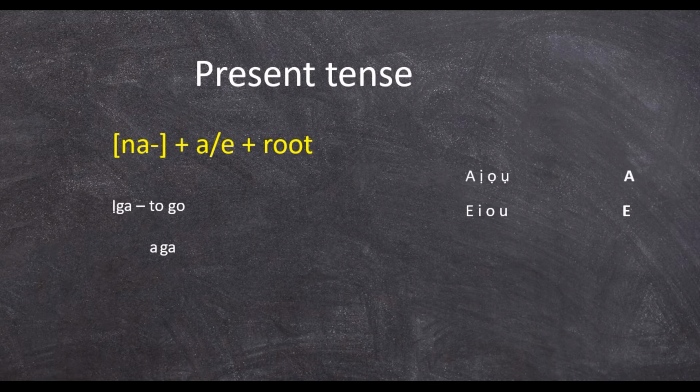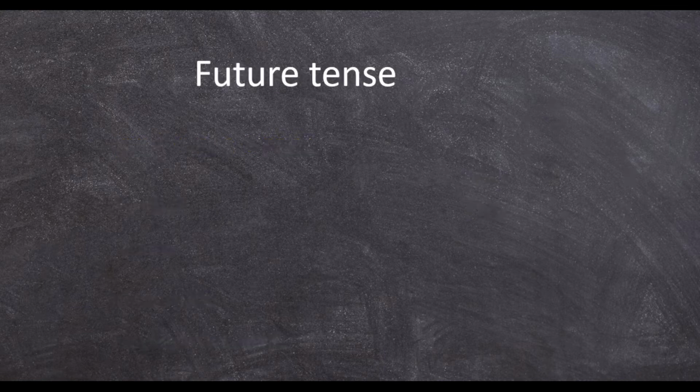Okay, A. Next thing we need to do is bring down the Na with a hyphen. Now we have Naga, which is going, or go, depending on what you're saying. So Naga ahia means I am going to the market. It can also mean I go to the market. Naga ahia. I am going to the market. Okay? Feel free to slow this down, rewind it, and just listen. Dalu. Moving on to future tense.